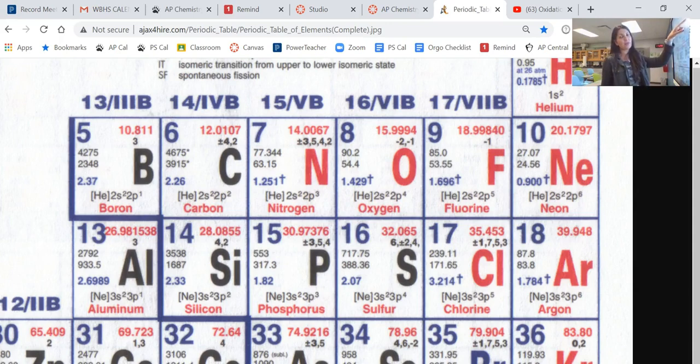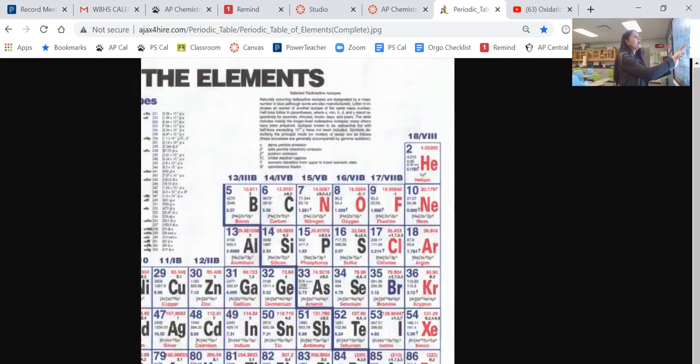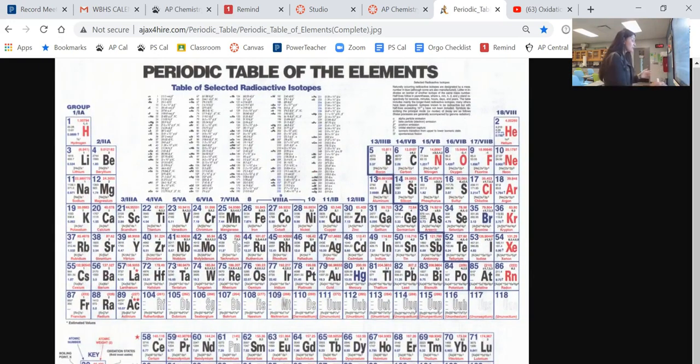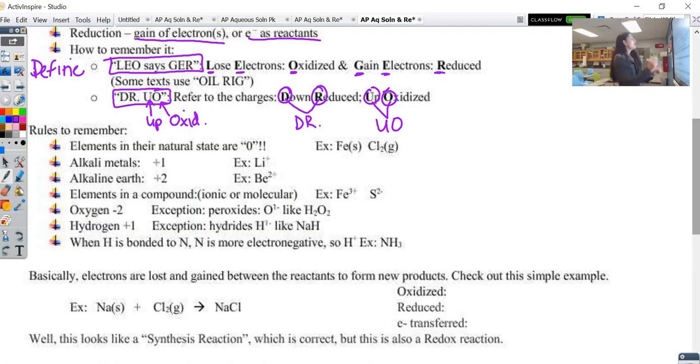So we know that oxygen we've always used as a -2, but on the periodic table, it says it can be a -1. The question is when. It is -1 in peroxides. And the most popular peroxide we know is hydrogen peroxide. So let's go through these real quick because they're all listed on here.